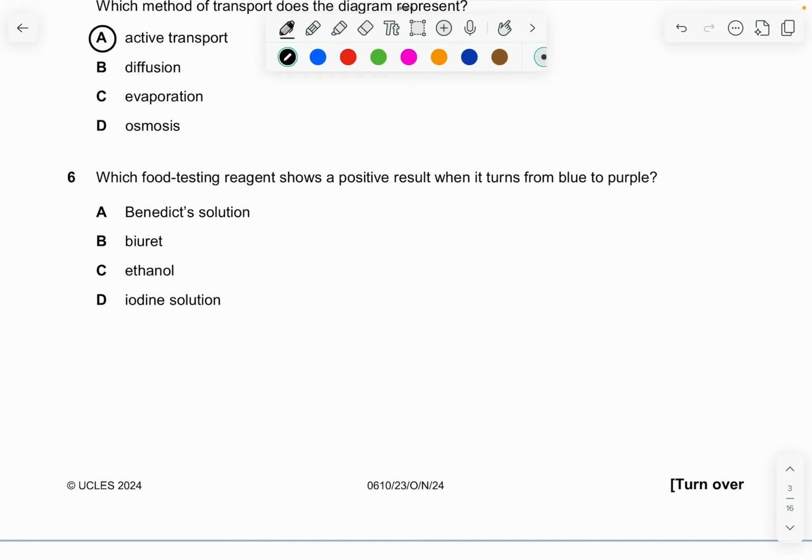Question 6. Which food test reagent shows a positive result when it turns blue to purple? Alright, so this is the protein test. The protein test is known as the Biuret solution.